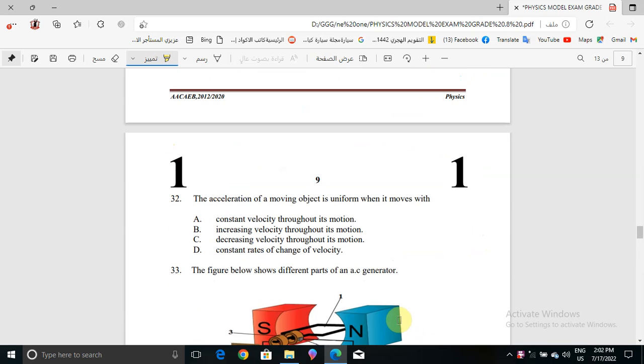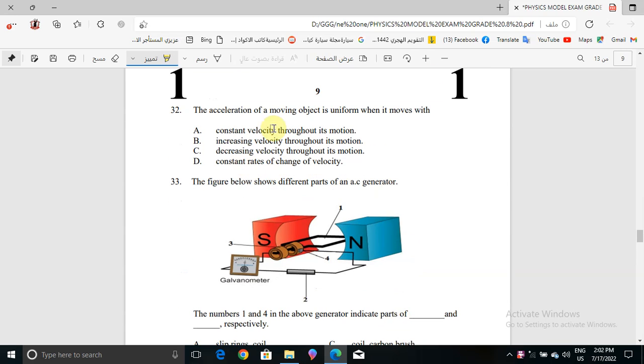Now question number 32, the acceleration of a moving object is uniform when it moves with what? Constant velocity throughout its motion, or increasing velocity throughout its motion, or decreasing velocity throughout its motion, or constant rate of change of velocity? The correct answer will be constant velocity throughout its motion, because it says the acceleration of a moving object is uniform when it moves with constant velocity throughout its motion.